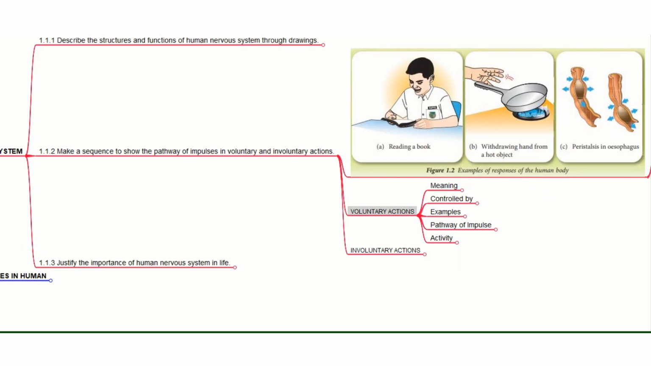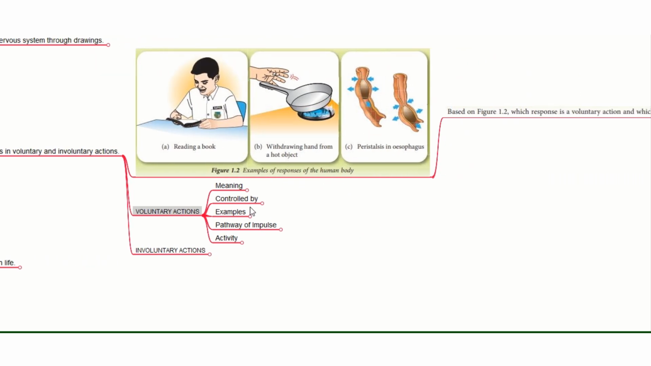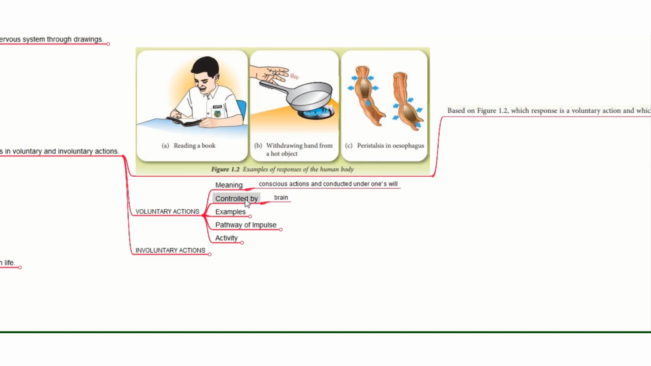Voluntary and involuntary actions. The first one is voluntary actions. What is the meaning of voluntary action? Voluntary actions are conscious actions conducted under one's will, and they are controlled by the brain. What are the examples of voluntary actions? Reading, writing, speaking, eating, drinking, walking, running, exercising, and so on.